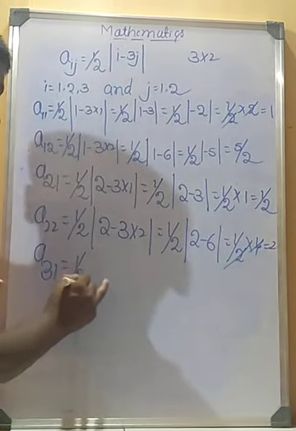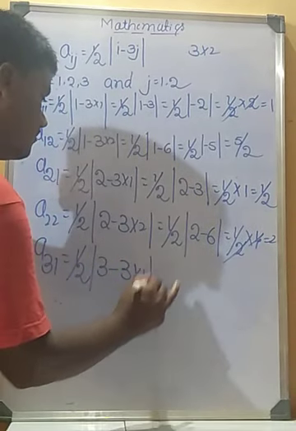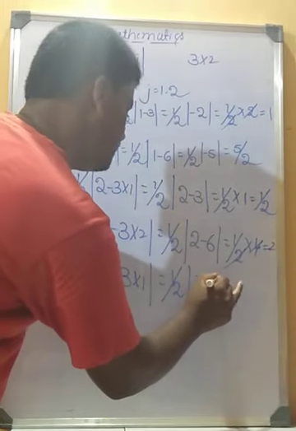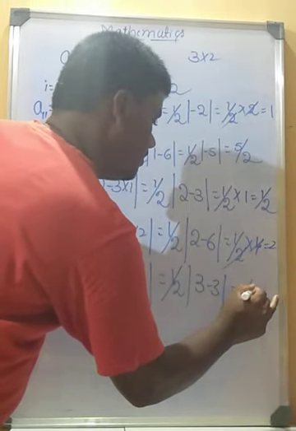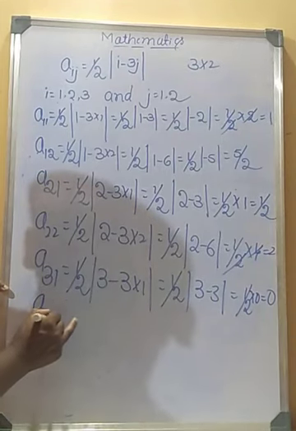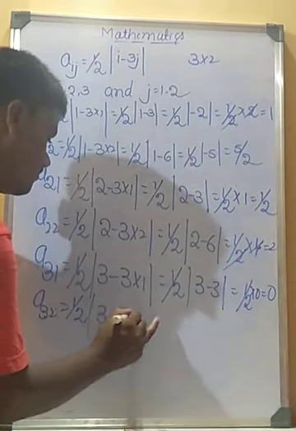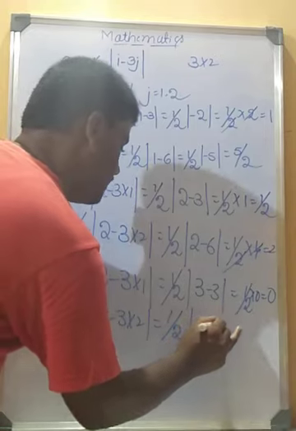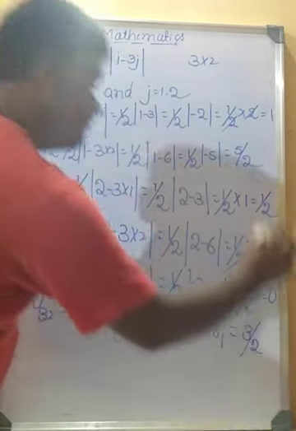A31: 1 divided by 2, i is 3 minus 3j, j is 1, is equal to 3 minus 3, it cancels, 1 by 2 into 0 is equal to 0. A32: 1 by 2 mod 3 minus 3 into 2, is equal to 1 by 2 mod 3 minus 6, is equal to 1 by 2 into 3, that is 3 divided by 2.